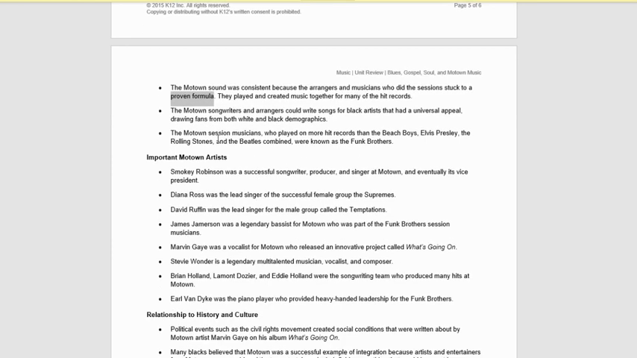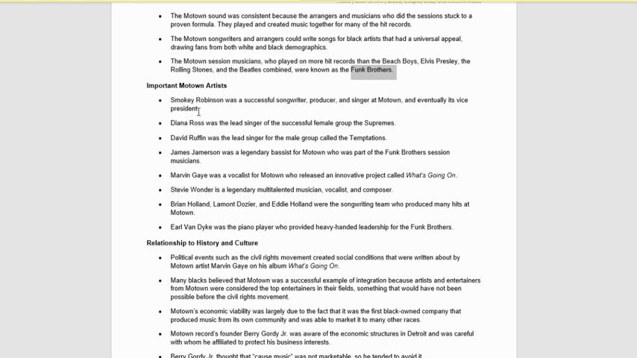So now, we didn't talk about this in class, but the Funk Brothers, they not only played for Motown artists, they also played for these other artists here. You can read them. So just know that because that might come up on the test as well. Just review that a little bit. So here are some important Motown artists. We did talk about all of these during the lesson.